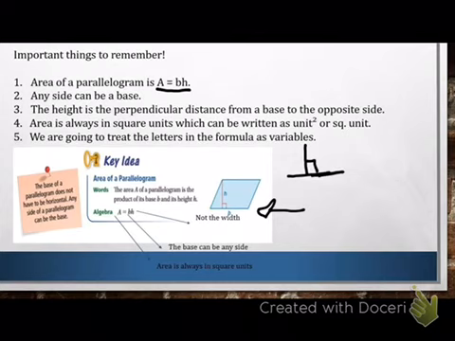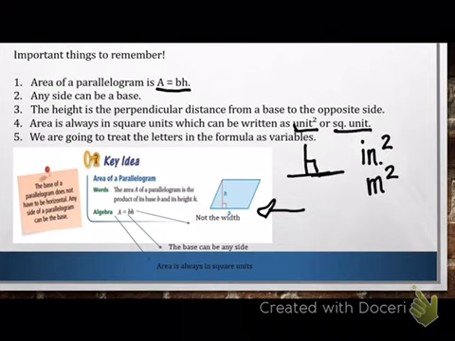Area is always in square units. We can write square units as either whatever the unit is squared, or we can just write SQ in front of the name of the unit. So if it's inches squared, then we can do this. If it's meters squared, we can do this. So, the units squared.